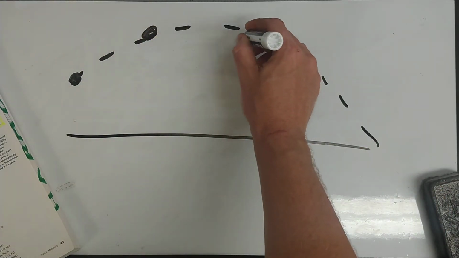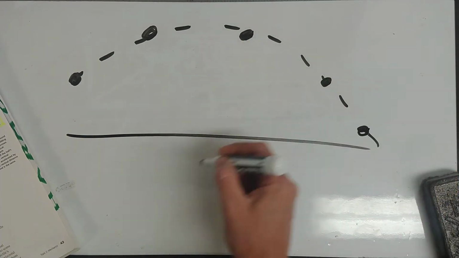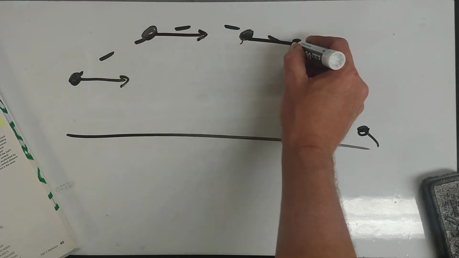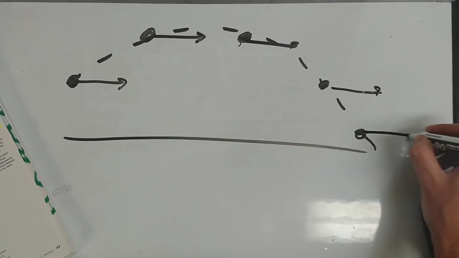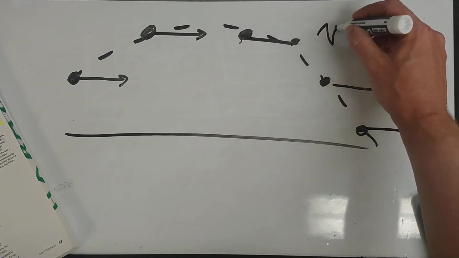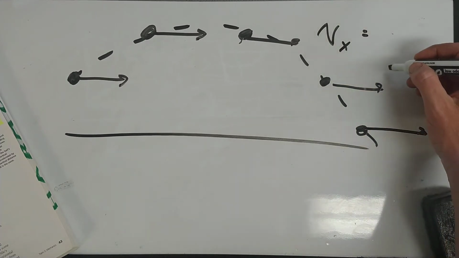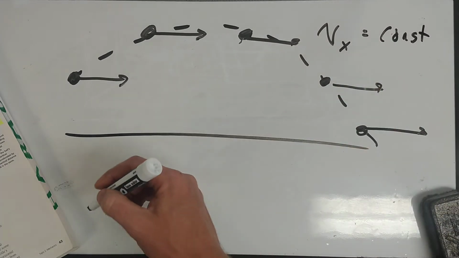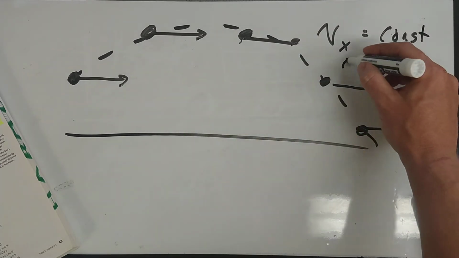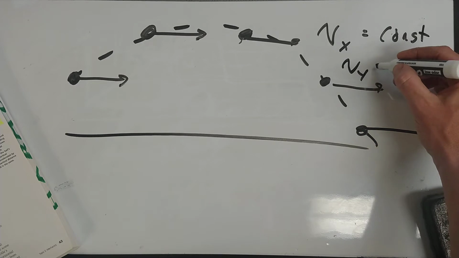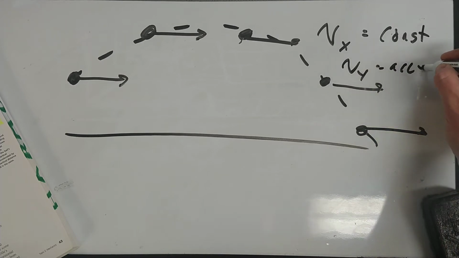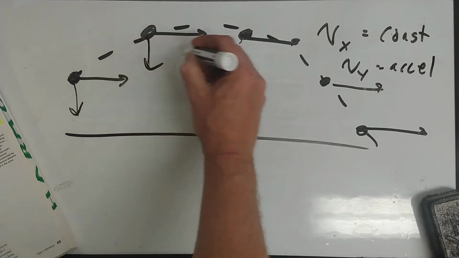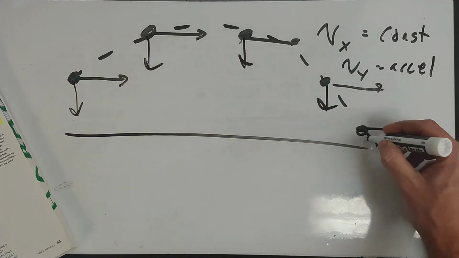As it flies through the air, the important thing that happens is in the x direction, its velocity remains constant, meaning Vx equals whatever it started off at. But in the y direction, it's not constant. It's accelerating. And in fact, it's accelerating down the whole time.